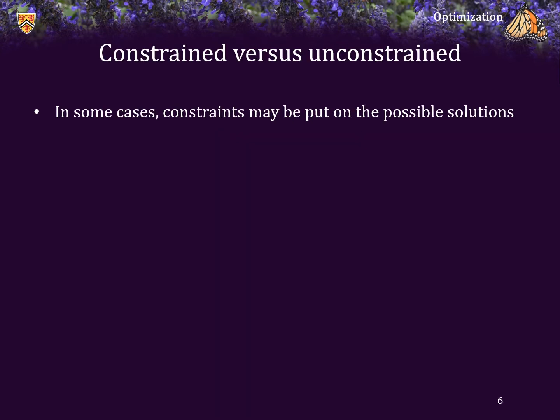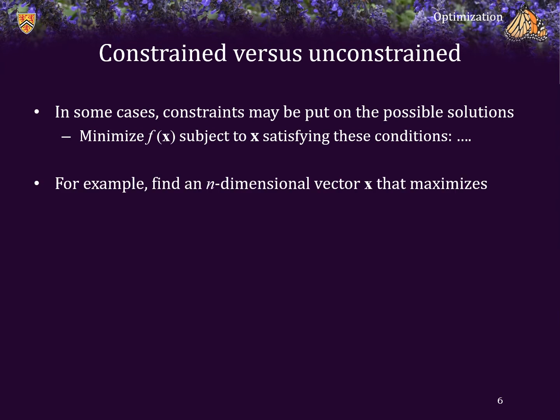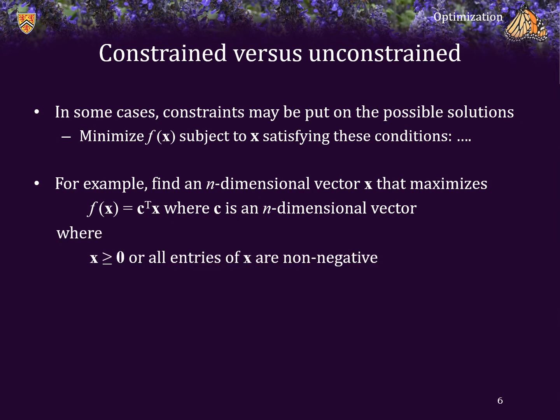Now, in some cases, constraints may be put on the possible solutions. So, for example, a problem may be stated as follows: minimize or maximize f at some vector valued x subject to x satisfying a list of conditions. For example, one may ask, find an n-dimensional vector x that maximizes the inner product of some vector c and x, where c is also an n-dimensional vector, where all entries of x are greater than or equal to 0, that is, they are all non-negative, while at the same time a times x is less than or equal to some vector b.